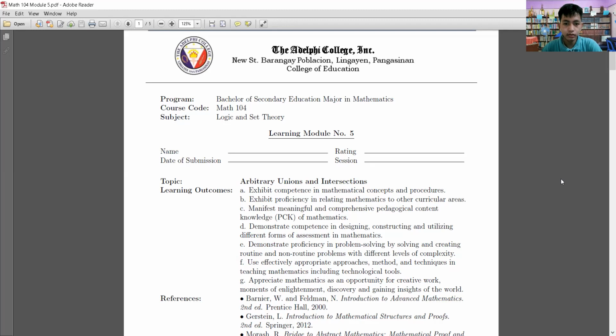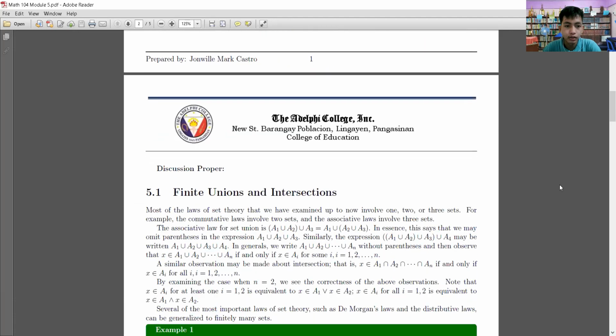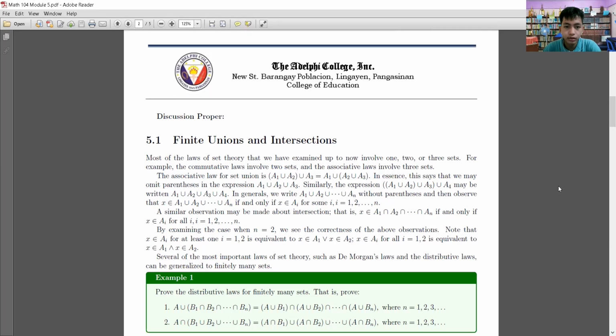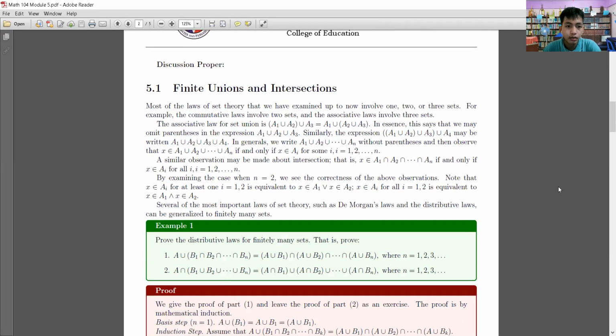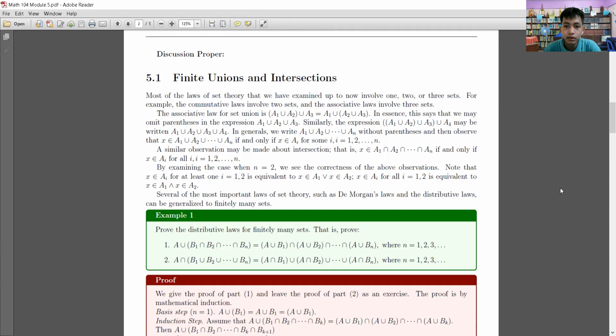So hello, and we will be discussing module number 5, which is about arbitrary unions and intersections. Okay. So first, we discuss finite unions and intersections. Okay, so most of the laws of set theory that we have examined up to now involve one, two, or three sets. For example, the commutative laws involve two sets and the associative laws involve three sets.